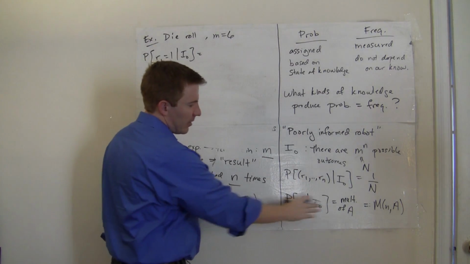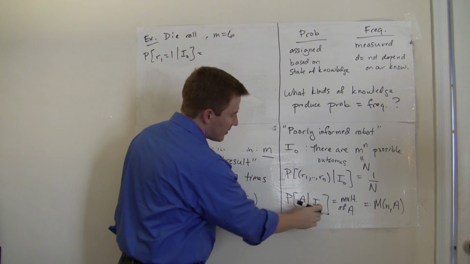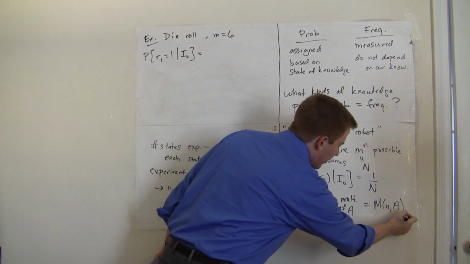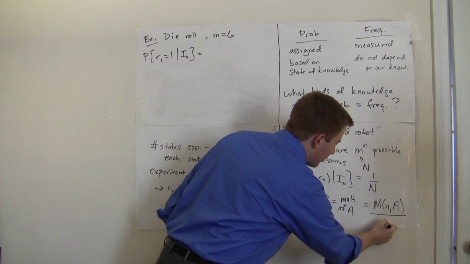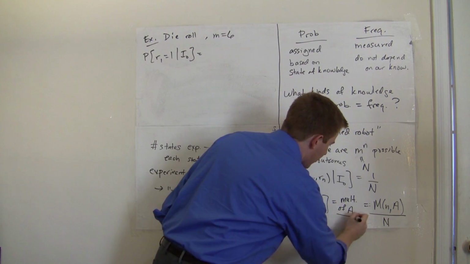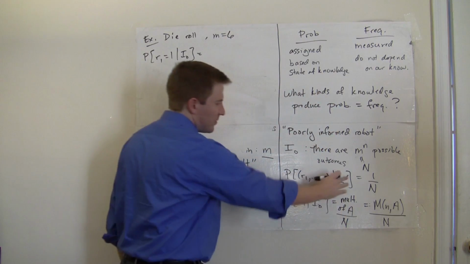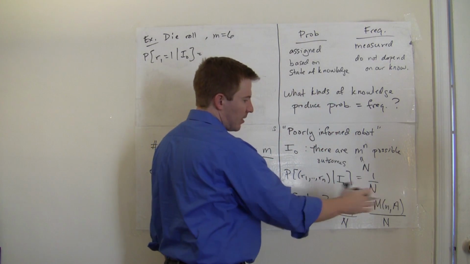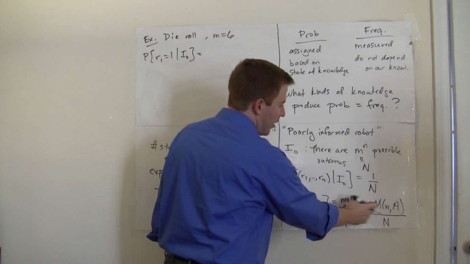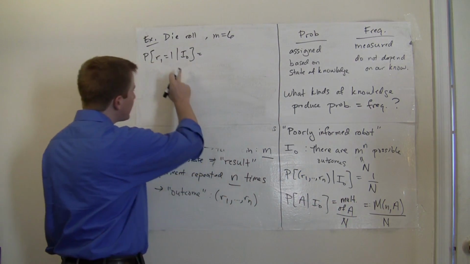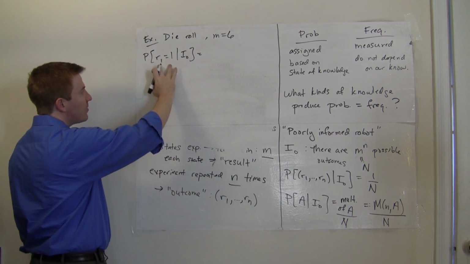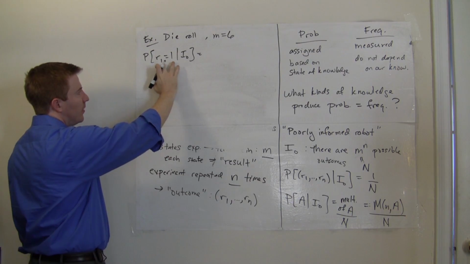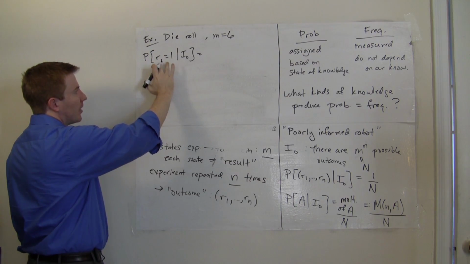Sorry, I said this wrong over here. Probability is going to depend on the multiplicity, but of course we have to divide by the total number. I forgot to mention that. So again, we count up the number of states, and then we divide by the total number of states, and according to the principle of indifference, we get that ratio as the probability. So what's the multiplicity of the event: the first die roll is a 1?